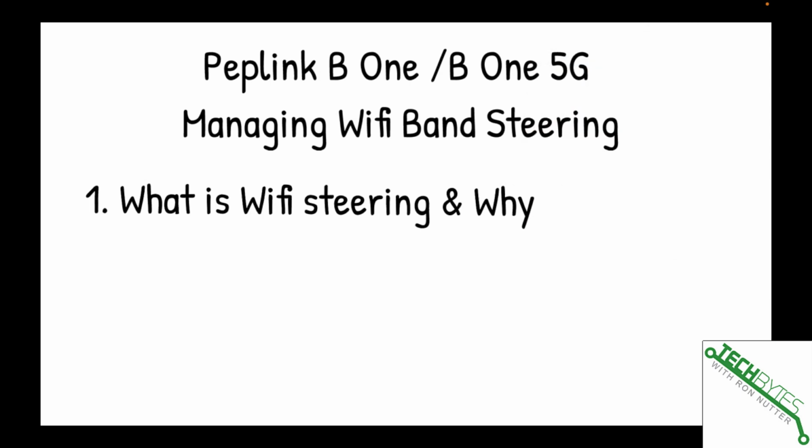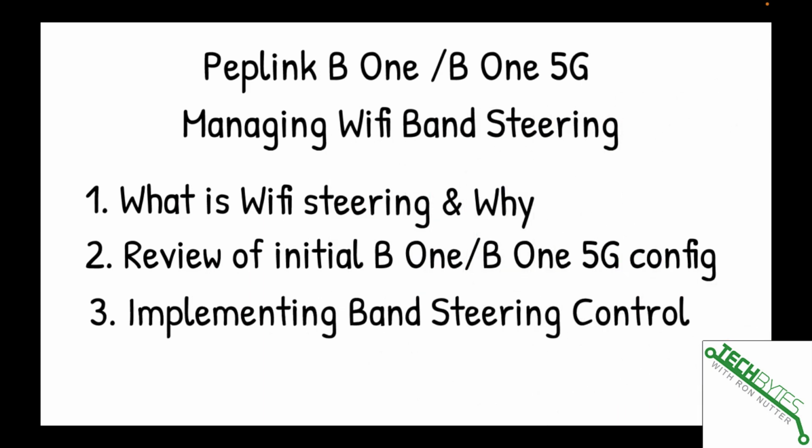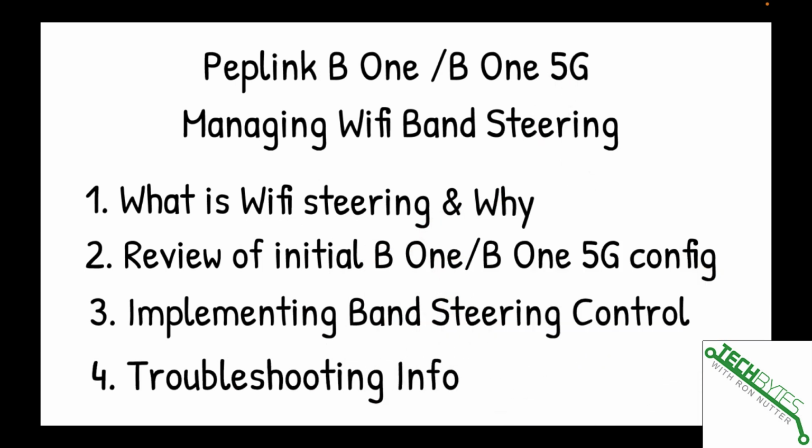First thing we're going to do is talk about what is Wi-Fi band steering and why we need it, or why it's offered. Pick your verbiage there. Next thing we're going to do is look at the initial B1 or B1 5G config, just so you can see where we're starting, because right now I have not got the band steering enabled. Number 3, we'll talk about implementing band steering, and it really is pretty straightforward once you understand the logistics, and I've got a good reason as to why I want to do it, and that may or may not be the same for you, but at least you'll see what's going on. And then we'll talk a little bit of troubleshooting information, more what to look for in the B1 5G once you've got it up and running.